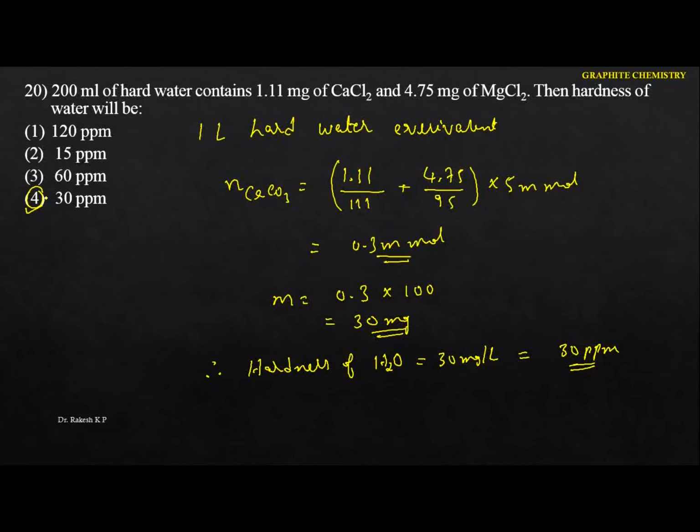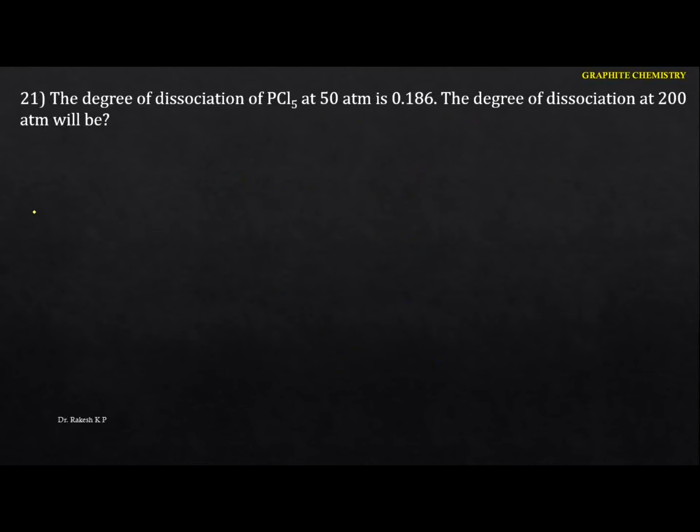Next one. The rest of the questions are numericals, so we don't have MCQs here. See this one: the degree of dissociation of PCl5 at 500 atmosphere is 0.186. The degree of dissociation at 200 atmosphere will be?